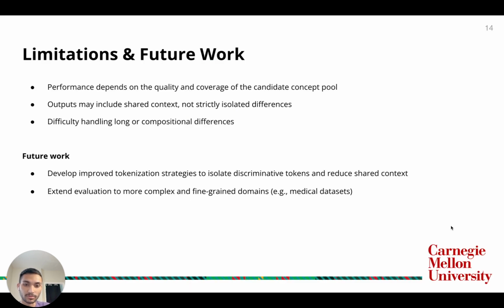Now, coming to our limitations. One limitation is dependence on the quality of the concept pool. So it relies on the quality of the candidate concept pool for the results of SetDiff. Our future work would be to improve tokenization and extend it to more complex domains like medical datasets.